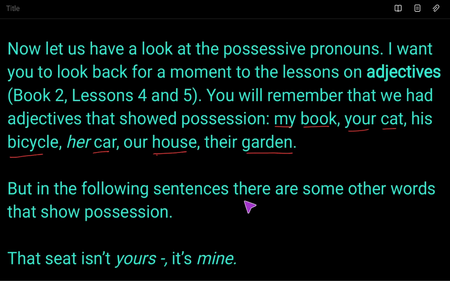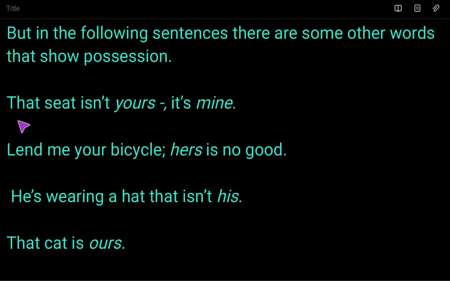But in the following sentences, there are some other words that show possession another way. These words, my, your, his, her, our, their, have shown the possession of the noun. In this place, we will also get some words which will show the possession in another way. Here, first sentence: that seat isn't yours, it's mine. Lend me your bicycle, hers is no good. So here, hers and mine are showing the ownership.